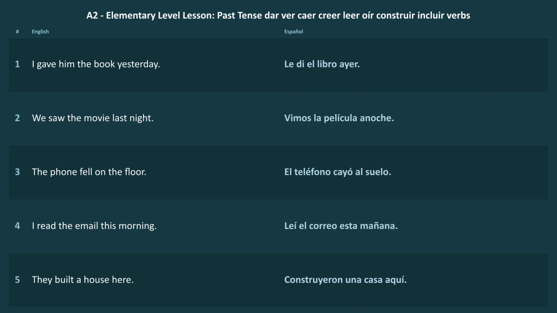Le di el libro ayer. Perfect. Le di el libro ayer. Notice we don't need to say yo here. In Spanish, the verb di already tells us it's I gave.